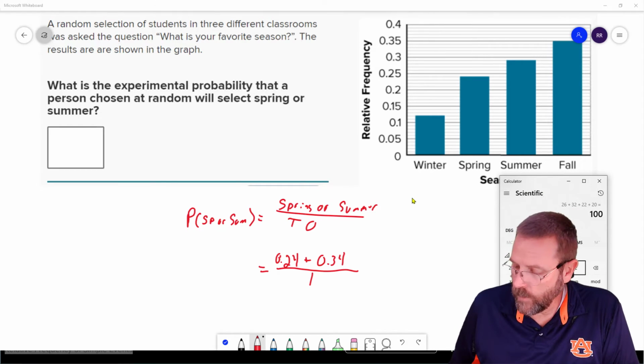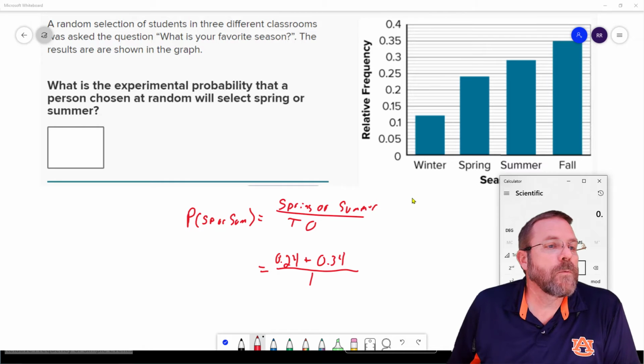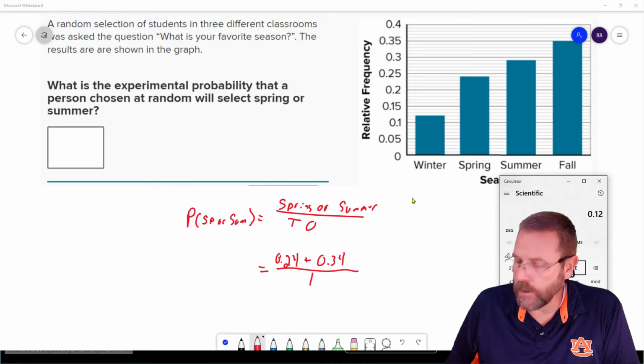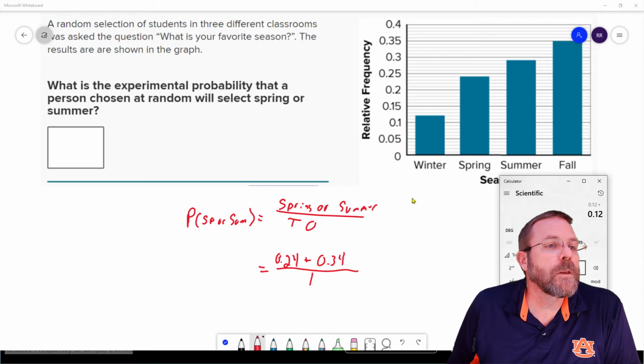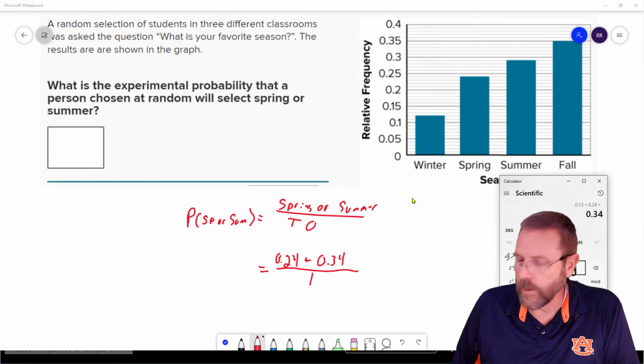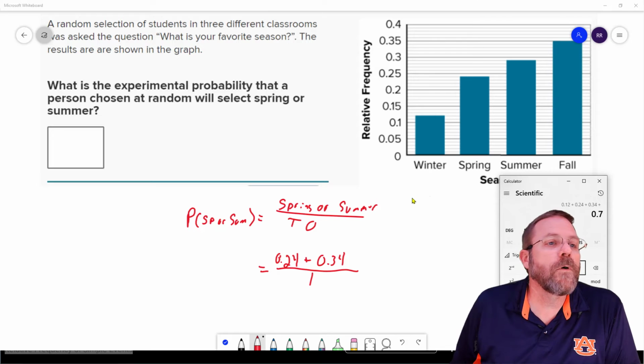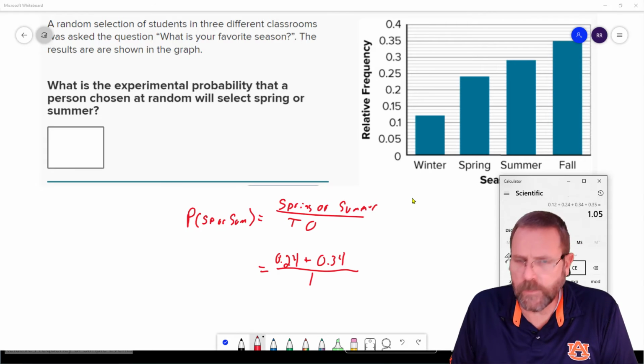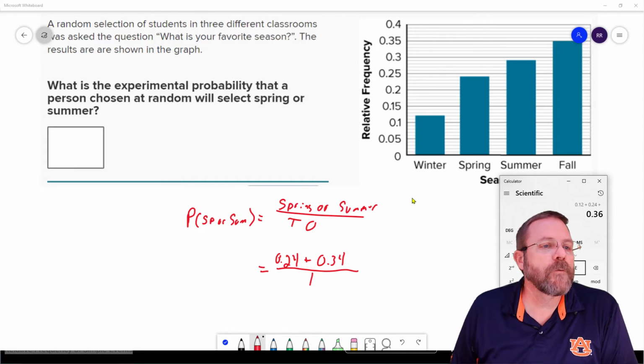So we've got the winner is going to be 0.12 plus spring is going to be 0.24 plus summer is going to be 0.34 plus, and then fall, that's going to be 0.35. You add those all up, and I'm thinking I missed some math here. Let me check that again. I found my issue. It was in summer. Summer is not 0.34. Summer is 0.29.